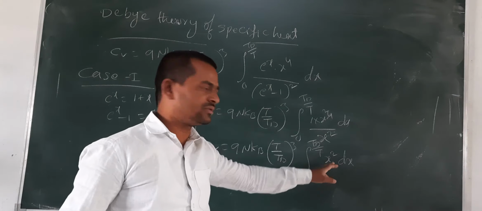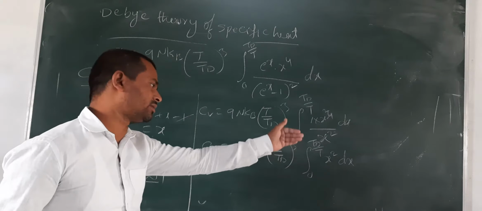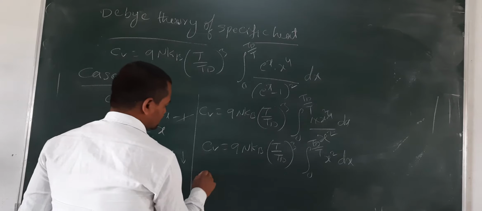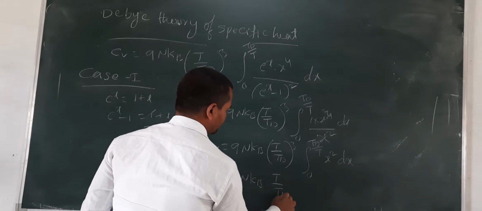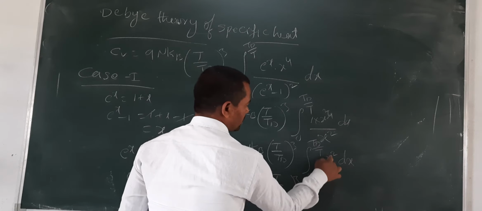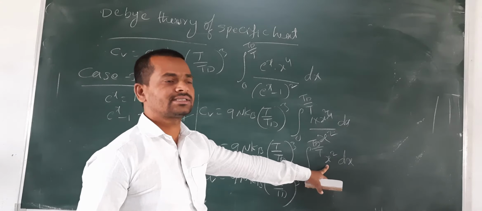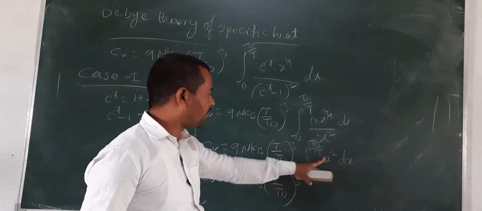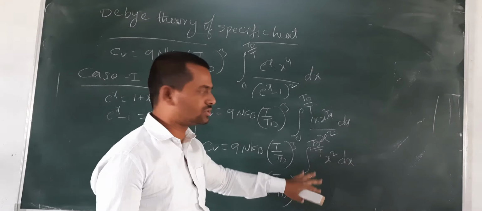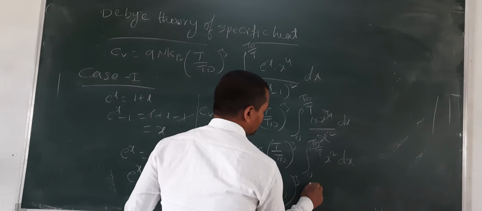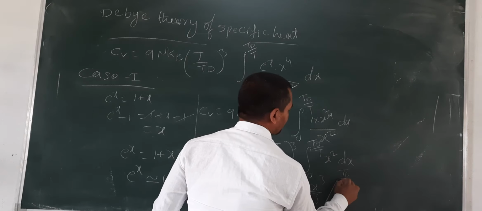Integrating this and applying the limits, I am not doing it step by step, I am writing directly. Cv equals 9n kB (T by Td) whole cube. Integrating this, what do you get? x cube by 3. Here, if you apply the upper limit you get this value, and if you apply the lower limit you get 0. So we write x cube by 3, with limits 0 to Td by T.